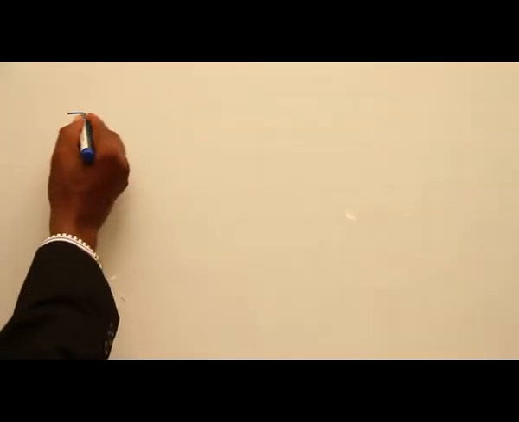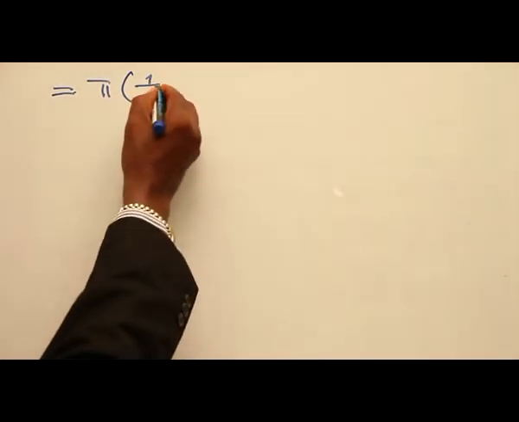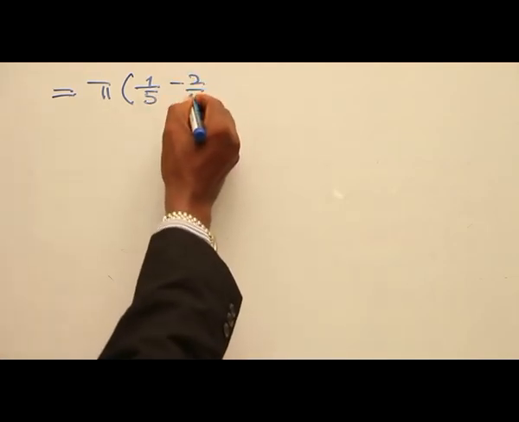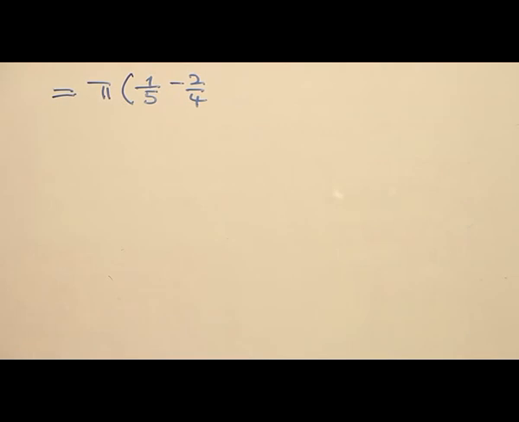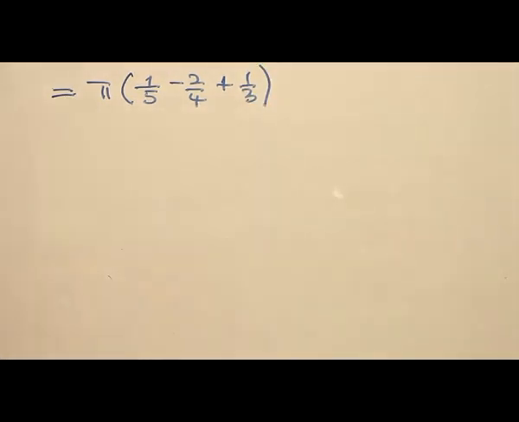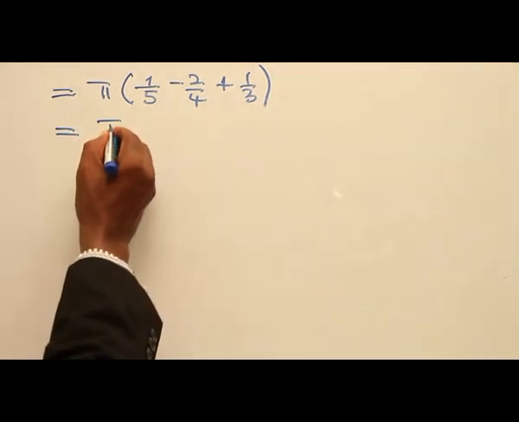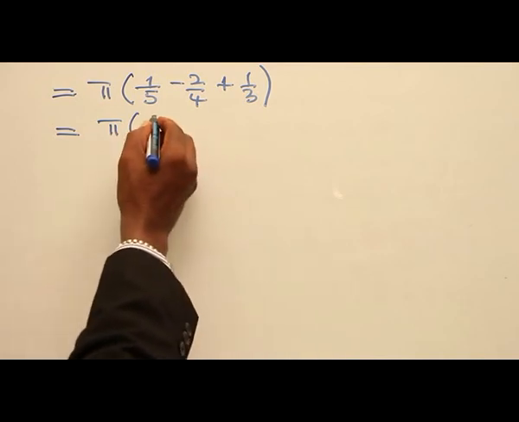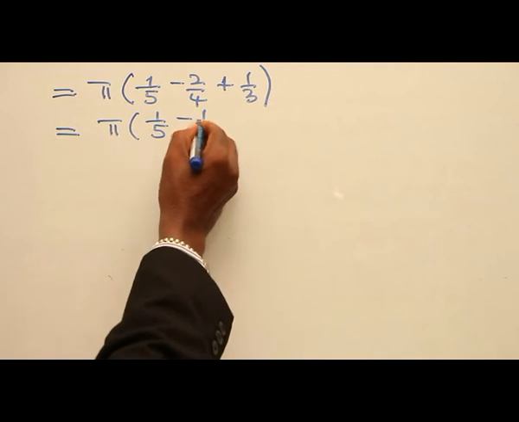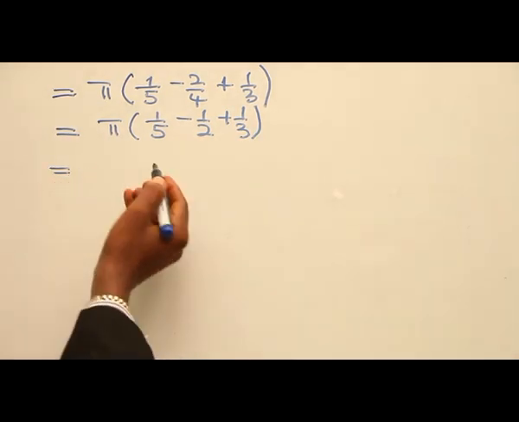So this will be equal to pi, and then of course when you evaluate by substituting s equal to 1, you will have 1 over 5 as the first term. The second one will be minus 2 over 4, and the third one will be plus 1 over 3. Of course, if you substitute 0, everything is 0, so we don't need that anymore. We now have this. Let's simplify. This is equal to pi into 1 over 5 minus a half, plus 1 over 3. What is common here is 30.